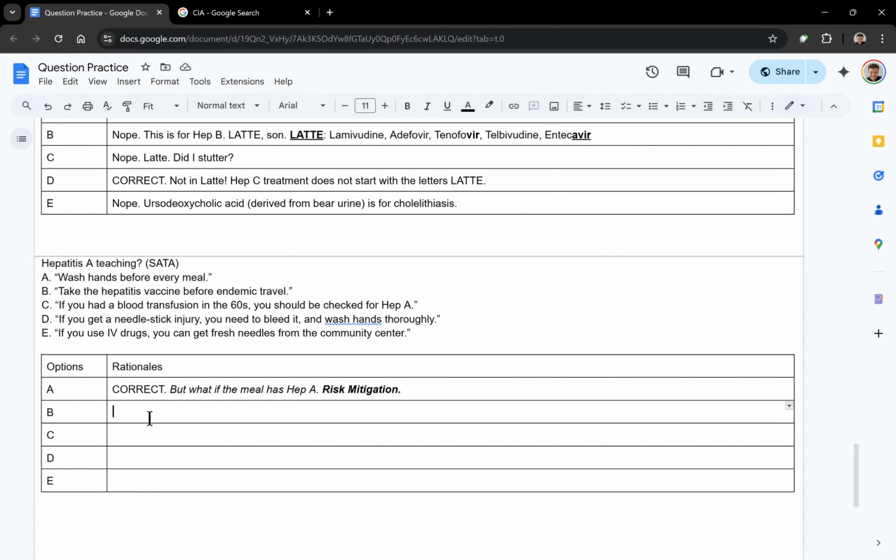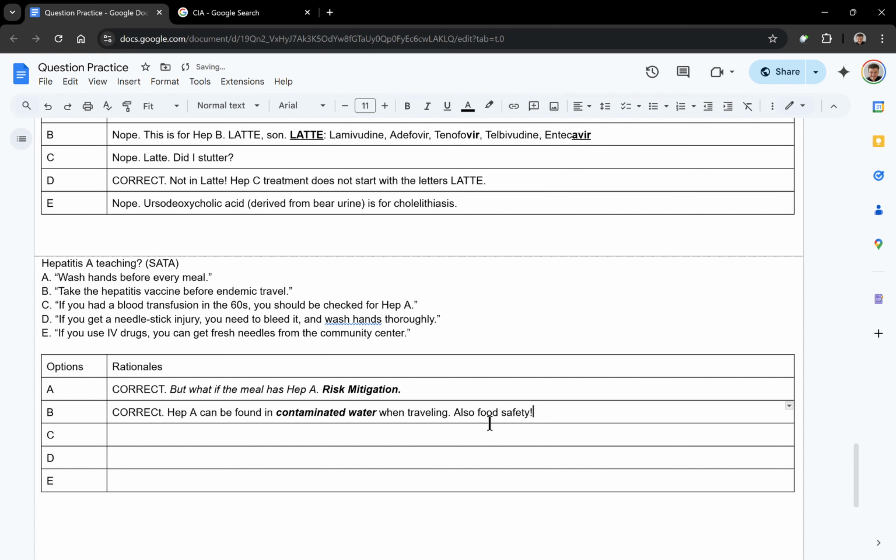And then B: take the hepatitis vaccine before endemic travel. Is that true for Hep A? Yes, that's correct. Hep A can be found in contaminated water when traveling. It could be in the food and the street vendors, but it's really the water that we're worried about. So contaminated water, and also food safety when traveling.